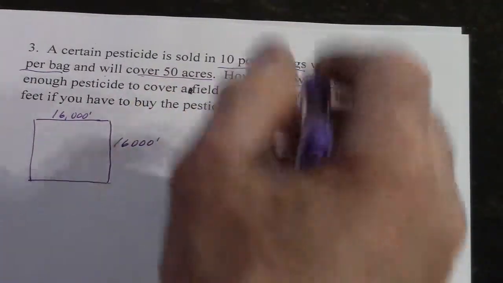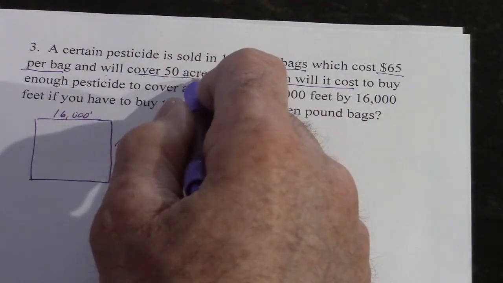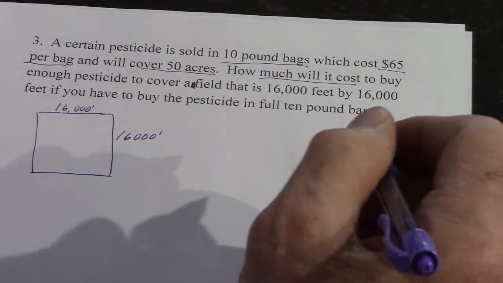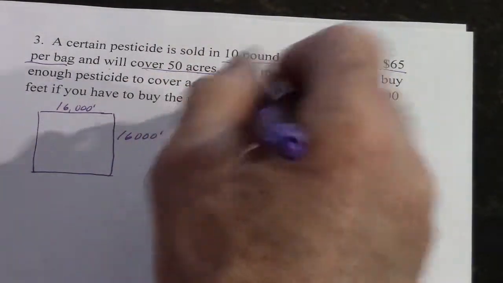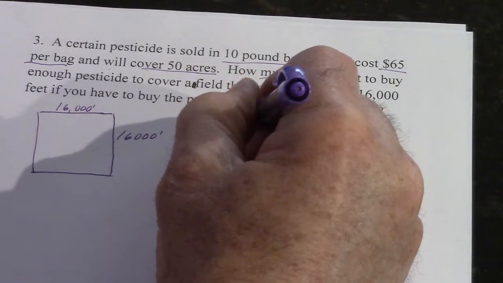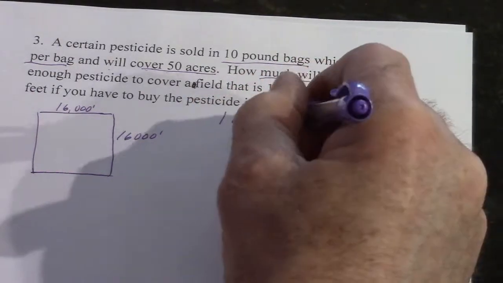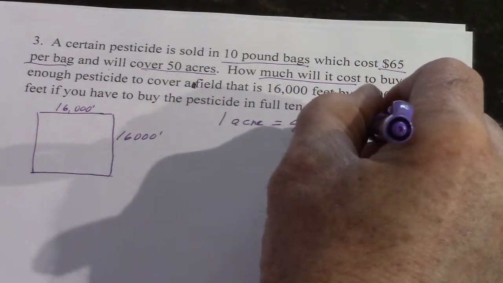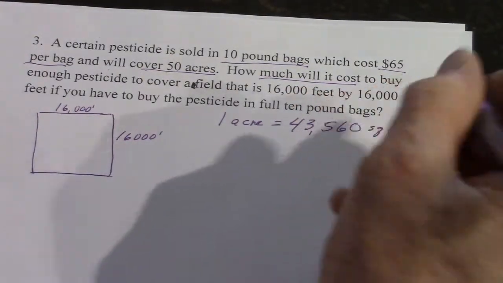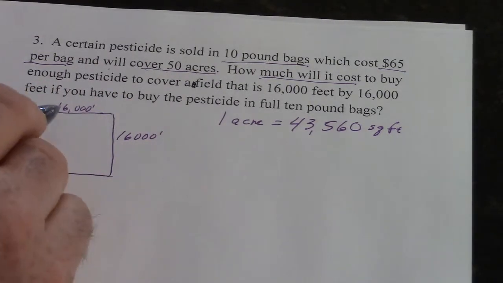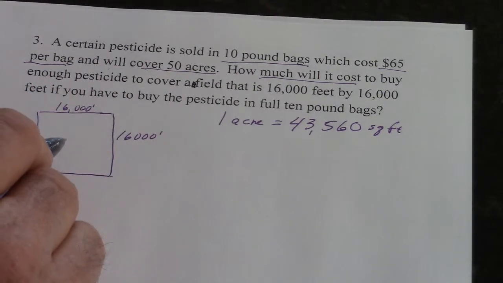So if we know how much it costs for 50 acres, it would be nice to know how many acres this is. So the acres is an area measurement. And I would give you this fact: 1 acre is equal to 43,560 square feet. And notice this is feet by feet. How do you get square feet? You multiply to find that area.